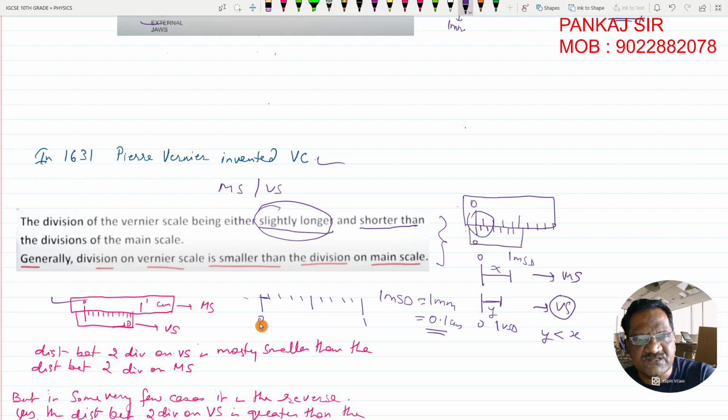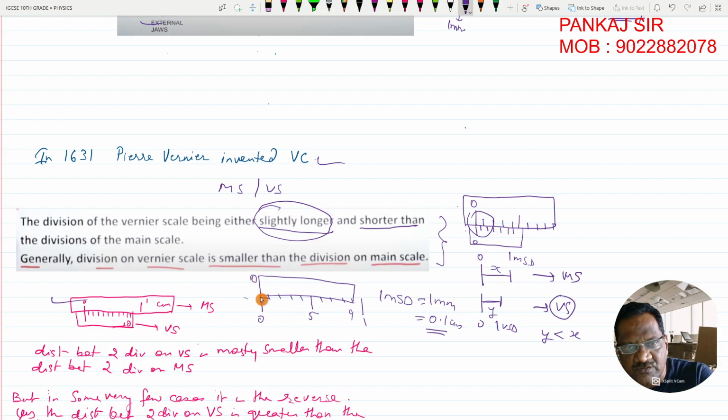Now can you see this is 0 of the main scale? This is 1, 2, 3, 4, 5. This is the 5th division of the main scale. 6, 7, 8, and this is the 9th division of the main scale. So your vernier scale is made in such a way that in these 9 divisions of the main scale, the vernier scale will have 10 divisions, and starting with the 0 of the main scale, you will have the 0 of the vernier also coinciding.